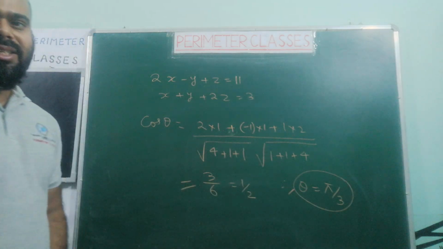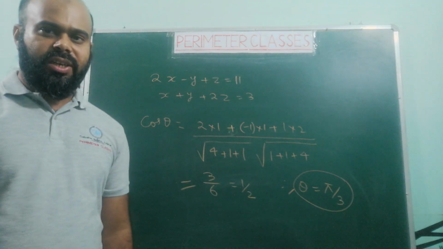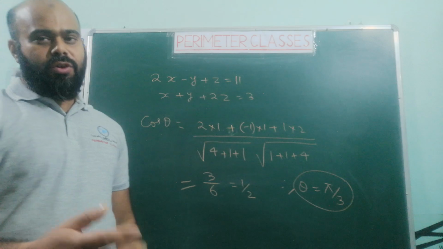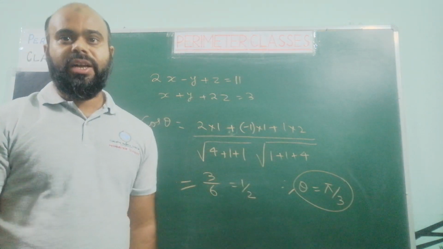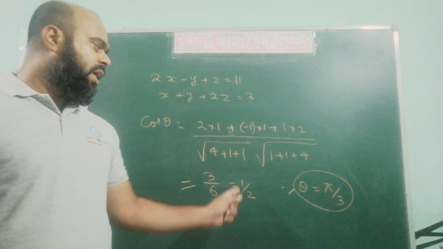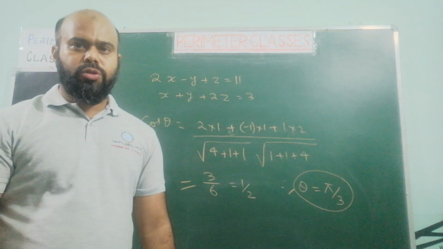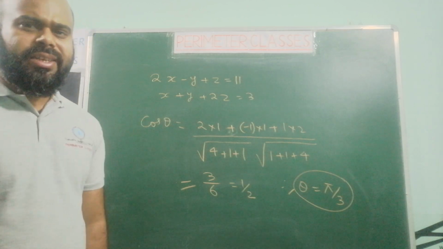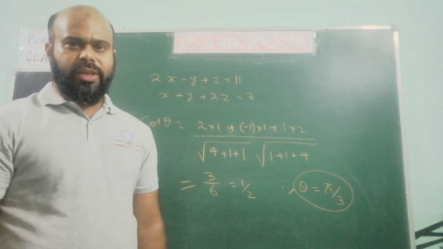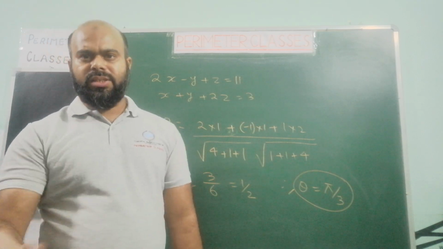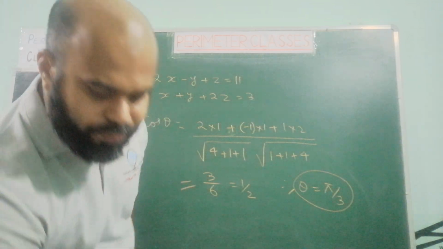The angle which the planes make with each other is 60 degrees. And if we talk about the obtuse angle, then that will be pi minus pi by 3. That will be 2 pi by 3, whose cosine will be minus half. So both possibilities are there. Whenever it is asked to find the angle, we generally find the acute angle. Otherwise, the obtuse angle can also be obtained by taking the negative sign.